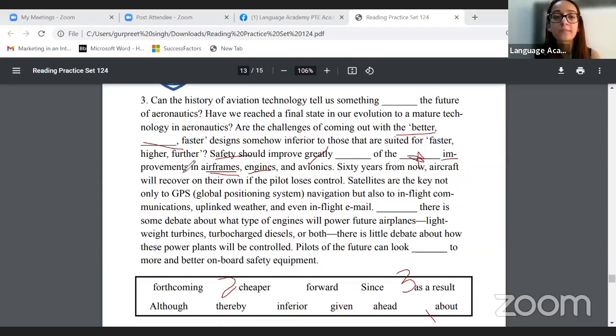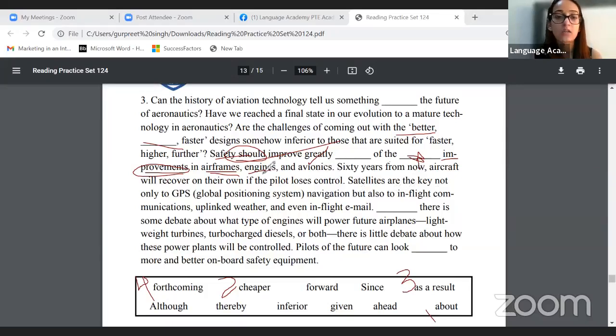What kind of improvements? So we need a word that can describe the improvements. And this was somewhat based on the next sentence. 60 years from now, aircraft will recover on their own if the pilot loses control. So they were saying safety should improve because of the improvements. Because of which improvements? Because of the next coming improvements. Forthcoming means which are yet to happen. When those improvements happen, safety will automatically improve.